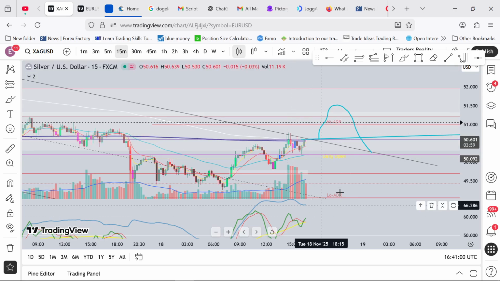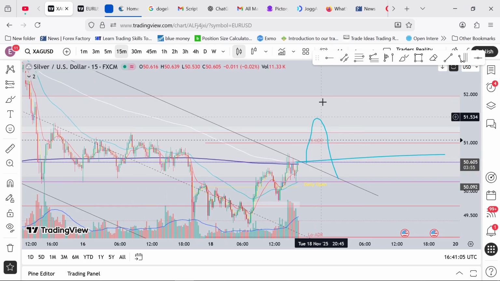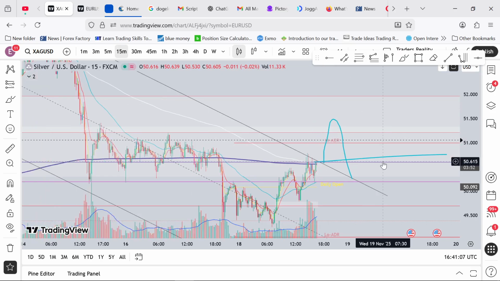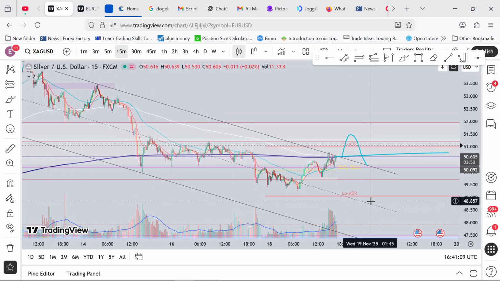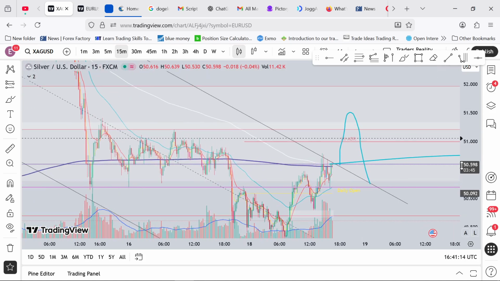I will look for this divergence here. I will look for that inside the fair value gap to give me the signs that we're going to go lower. All right, but I have missed out some things here. Sorry.